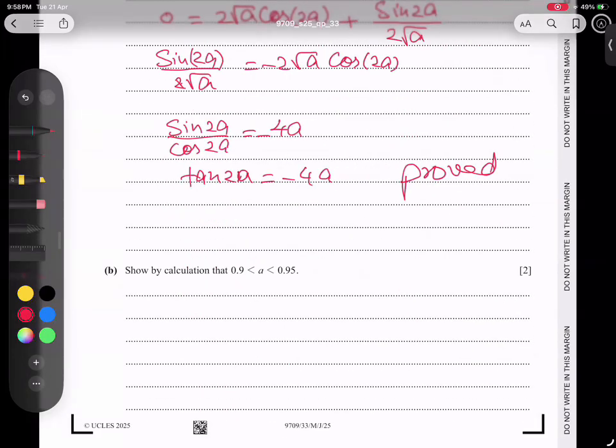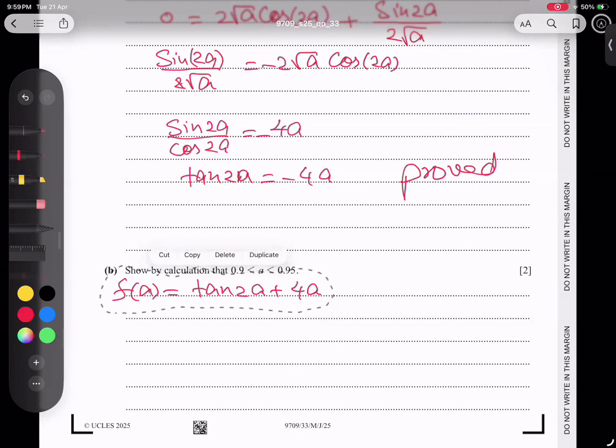He says, show by calculation that the answer of a must lie between these. So we need one expression. Two choices we have: bring this here or bring this on the other side. I bring it here. So I'm writing now f of a, not x, because a is involved: tan double a plus 4a. Now students, I'm going to copy and replace every x, two times.